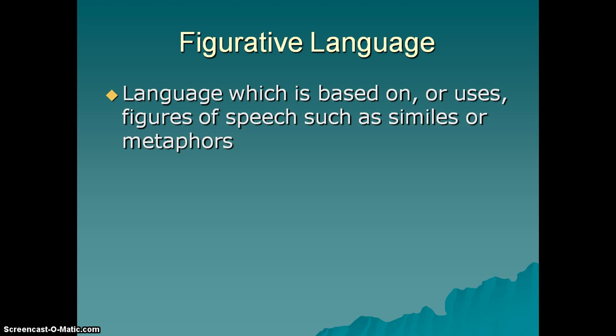So if I say, my cousin is the size of a mountain, now, I don't mean literally that my cousin's the size of a mountain. I mean it figuratively, because I'm saying that he's very, very big. All right? That's where I leave you.